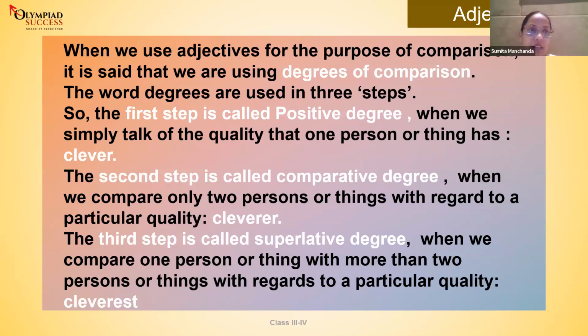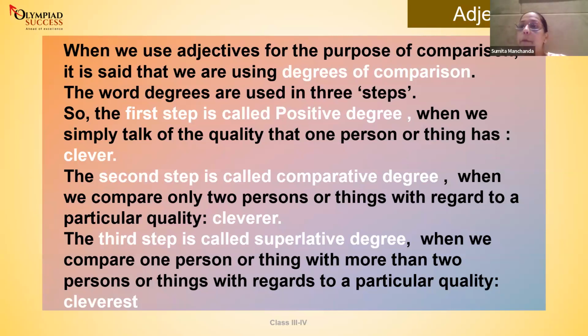Now see the first, it's written over here, clever. If I say, he is a clever boy, she is a clever girl, I'm not making any comparison. I'm not comparing anyone, isn't it? So when we don't compare anyone, that goes for positive degree, when you are simply talking about the quality of one person only. When I say one person, obviously there's no comparison. Clever is just one example, not the only word. We talk about one person's quality.